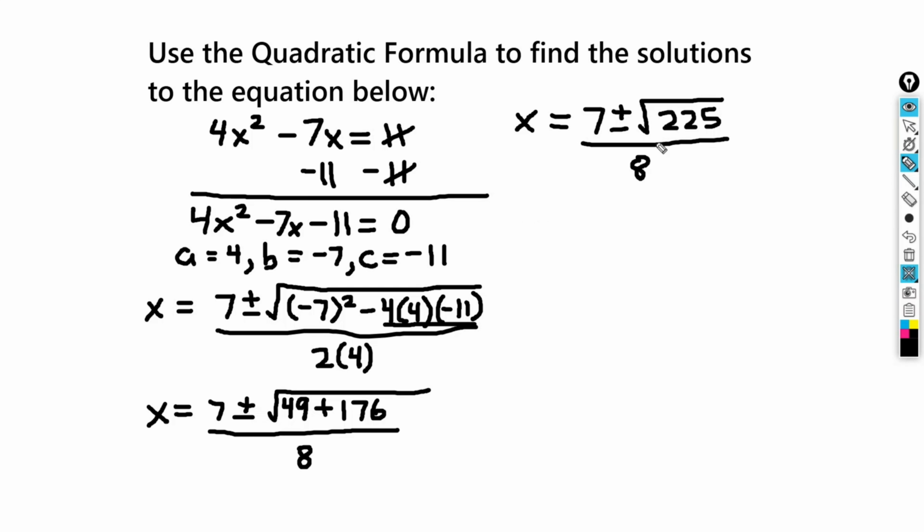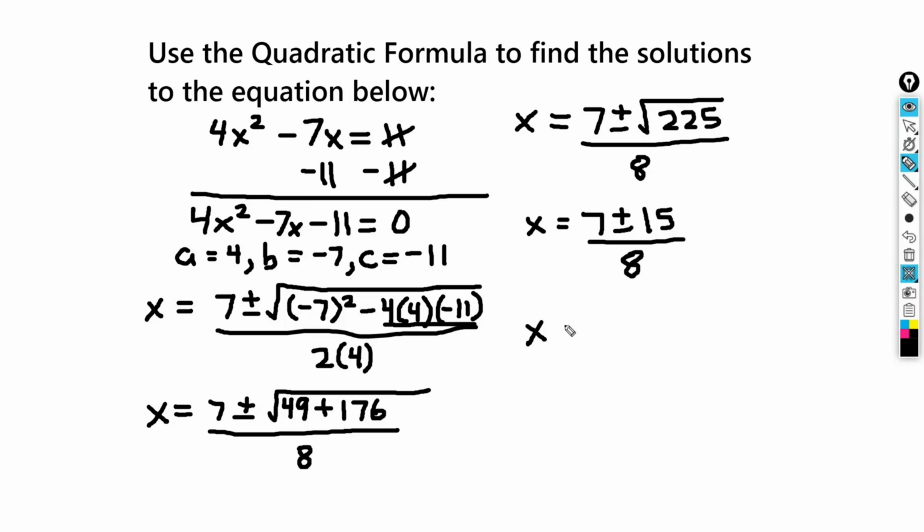So now we've got to take the square root of 225, which is 15. So we've got x equals 7 plus or minus 15 over 8. So what the plus or minus means is that there are actually two solutions to this. So we have 7 plus 15 over 8 and 7 minus 15 over 8. So we're going to figure out what those are, and then I'm going to show you on Desmos what that looks like on a graph.